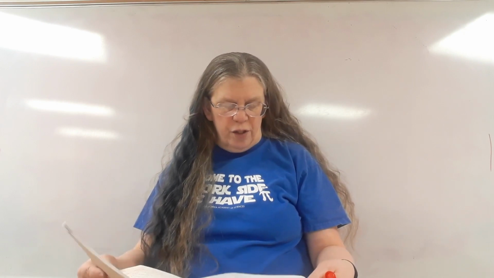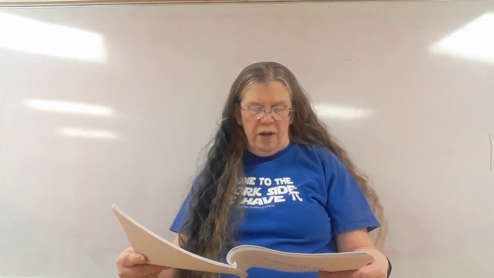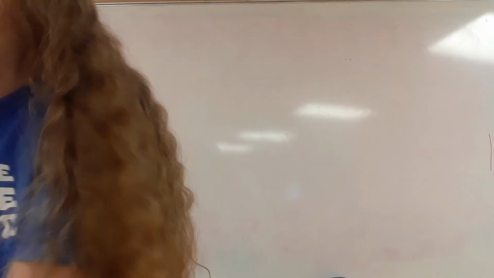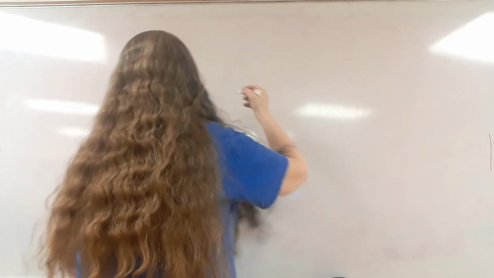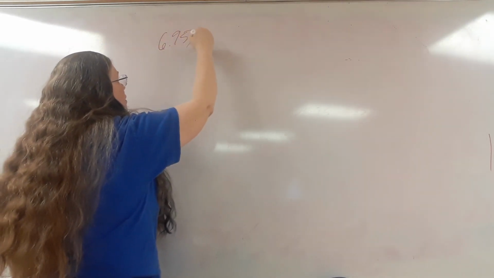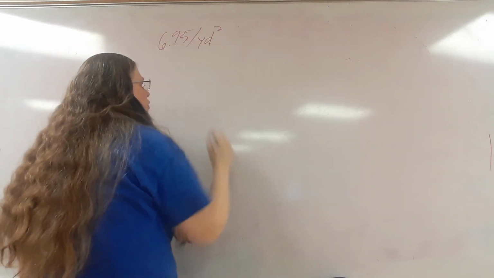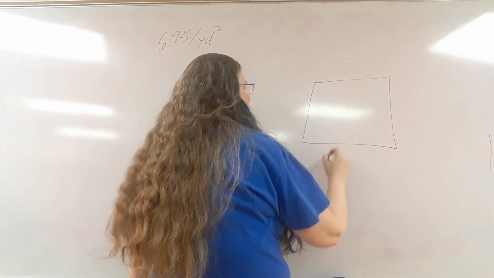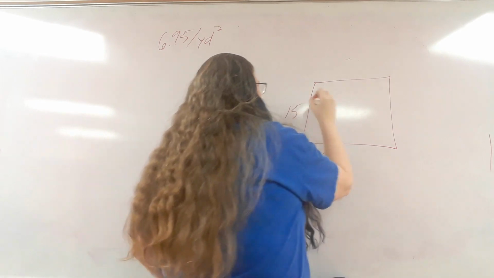Okay, G1 number 12. At $6.95 a square yard, how much will it cost to carpet the den, which measures 15 feet by 21 feet? Okay? $6.95 per square yard. And we've got a den that measures 15 by 21.